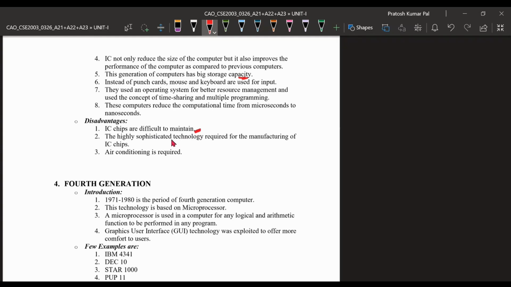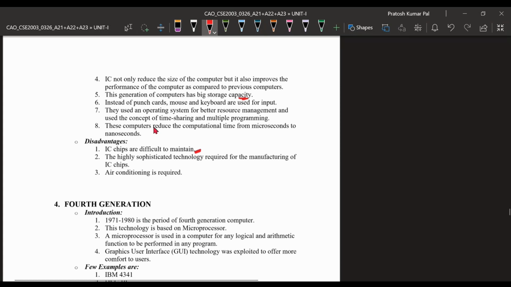Maintain in the sense that we need to keep them under a certain temperature, based on different inputs and outputs. We need to have different chips, and if these chips are damaged, our circuit is going to fail basically.